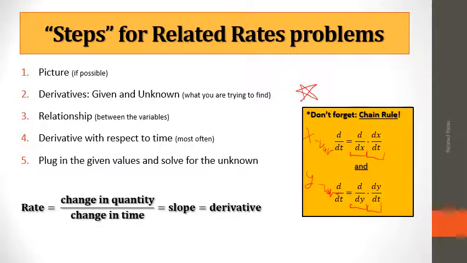So can you have a z variable? Absolutely. Can you have an a, an r, an h?